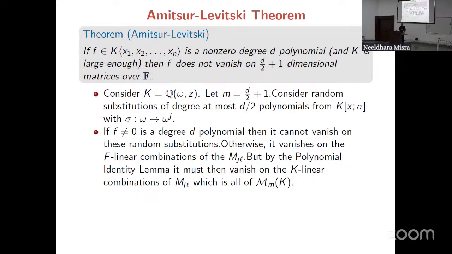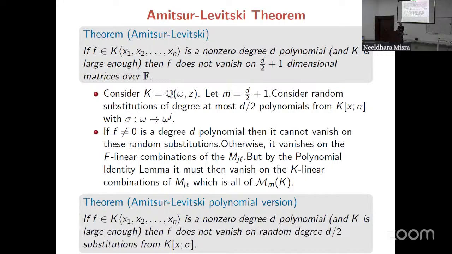I have just summarized whatever I told you in two lines. So here is a polynomial version of the Amitsur-Levitzki theorem. If you have a non-commutative, non-zero degree d polynomial and K is large enough, I did it for this particular choice of K as rationals, but you can basically do it in any setting. Only when you choose sigma, you have to choose it carefully. If K is a field of finite characteristic, you have to be careful when you construct the division algebra, but otherwise you can do this.